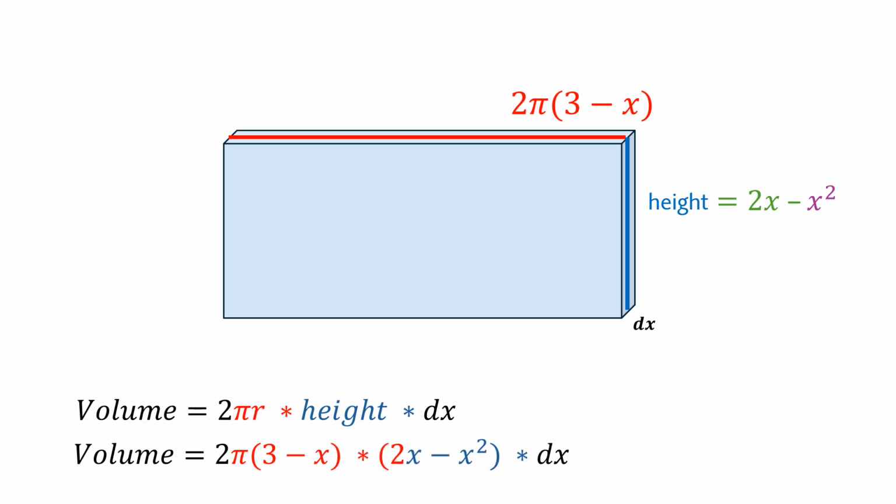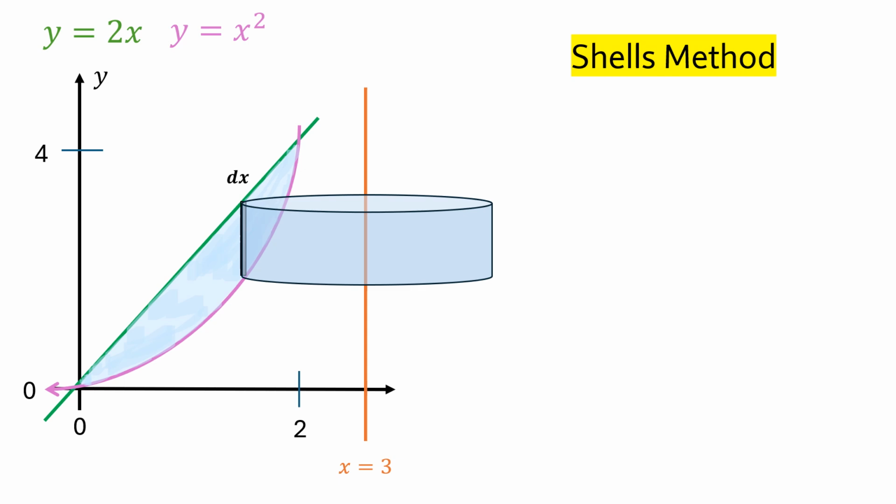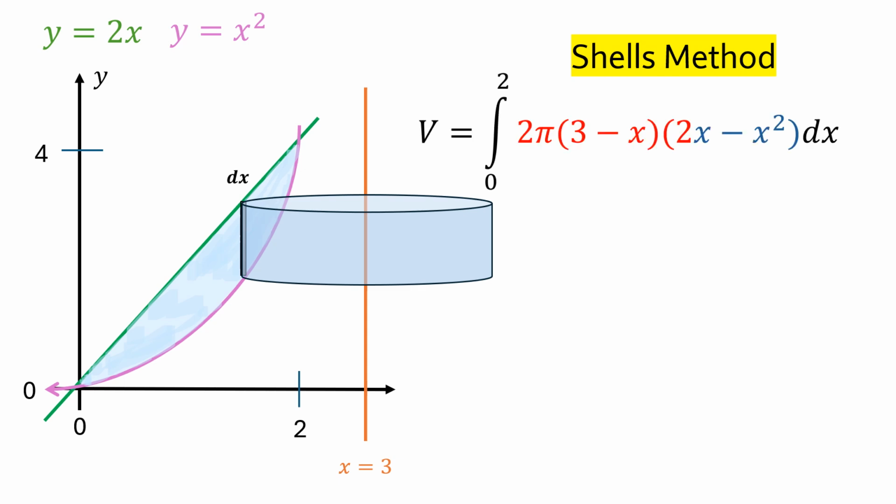So we can add this formula up on infinitely many rectangles, and we get the formula for our total volume, which is the definite integral.